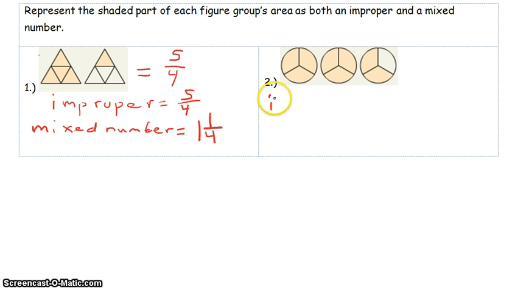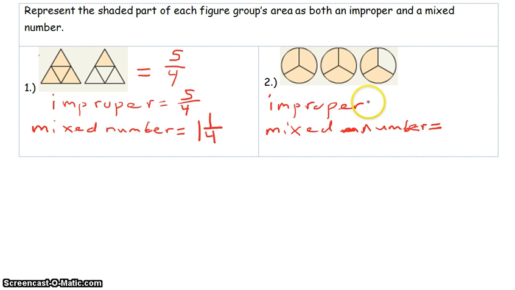Again, we can start off with our improper fraction. And also I'll write down the mixed number. Okay, our improper fraction. First of all, we notice that each one of these figures are cut into 3 equal parts. So our denominator will be 3. Our shaded parts are, we have 3, 6, 7, 8. We have 8 shaded parts. So this is our improper fraction.